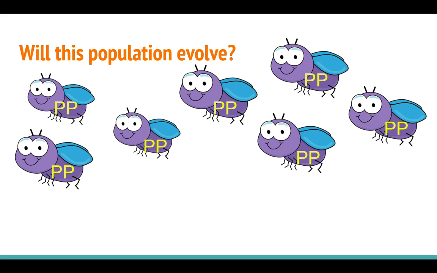So here you have an example of a population of little purple and blue flies. You can see the genotypes for this particular trait are listed on their body. I'd like you to turn and talk to somebody next to you real quick. Will this population evolve? And explain why or why not.